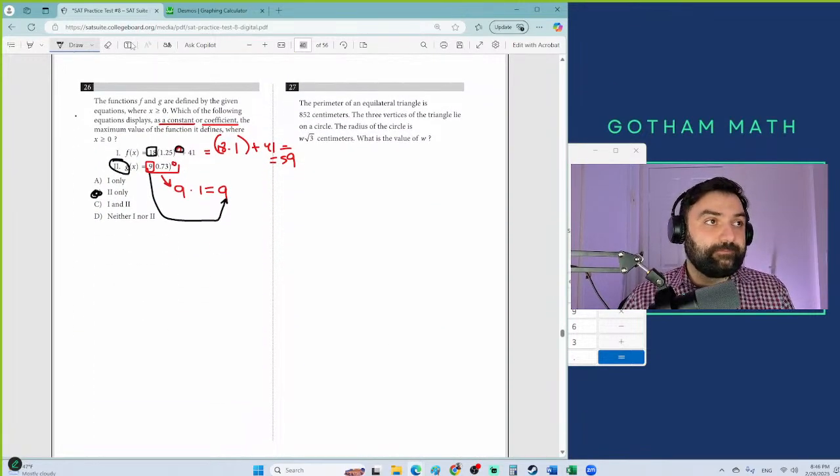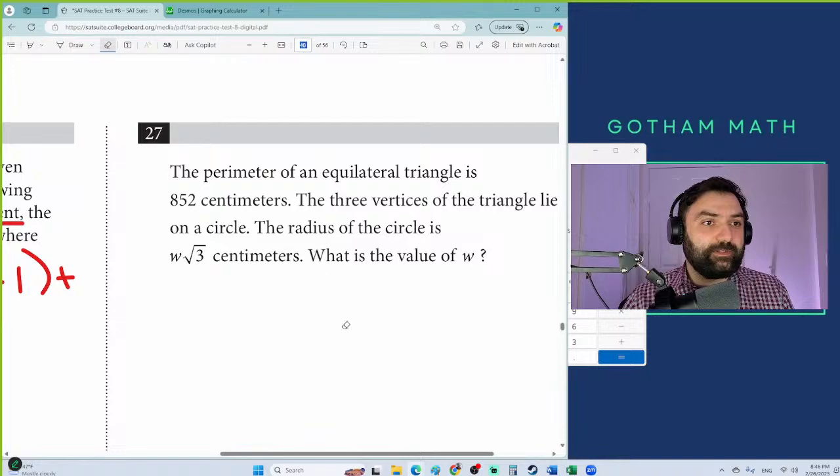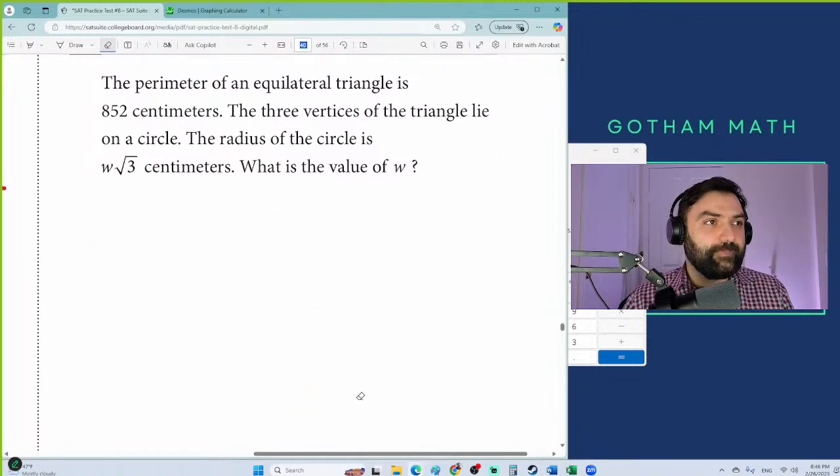All right. Let's just hop in on question number 27, the last question. Let's see how hard that one is. I know that Alexa was saying that this question was fun. Let's see how fun it is. So the perimeter of an equilateral triangle is 852 centimeters. The 3 vertices of the triangle lie on a circle. The radius of the circle is w square root of 3 centimeters. What is the value of w?